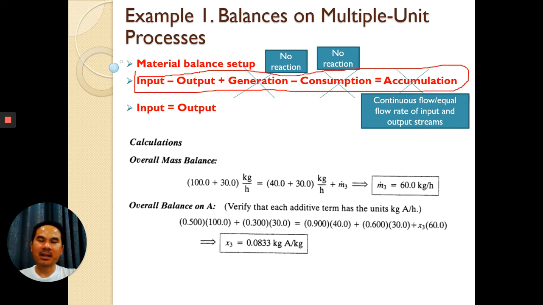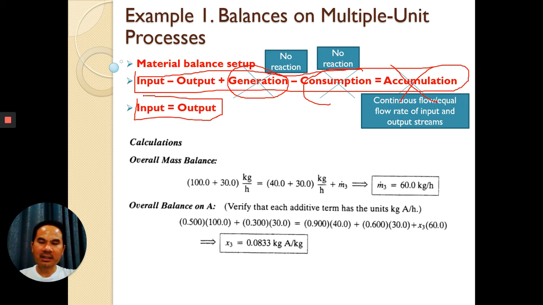It's input minus output plus generation minus consumption equal to accumulation. For continuous flow, the flow rate of input or output is the mean, so there's no accumulation. And for this system, no reaction, no consumption and no generation. You get input equal to output. That's right, input equal to output.